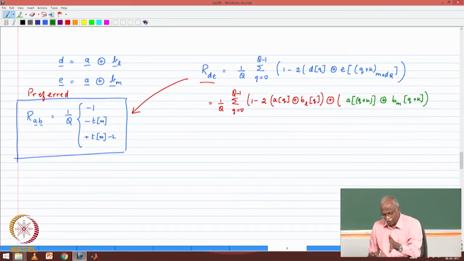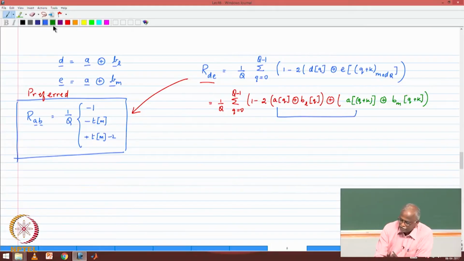I want to compute the correlation between D and E. You first write it in the bipolar form and then translate it into the binary form. I just wrote it straight in the binary form. The binary form can be related to the original sequences A and B in the following fashion. So now just one step, look at the combination of the two A terms, the combination of the two B terms.